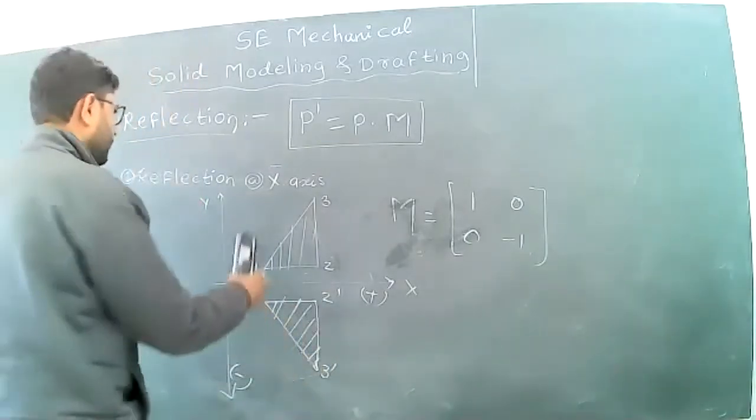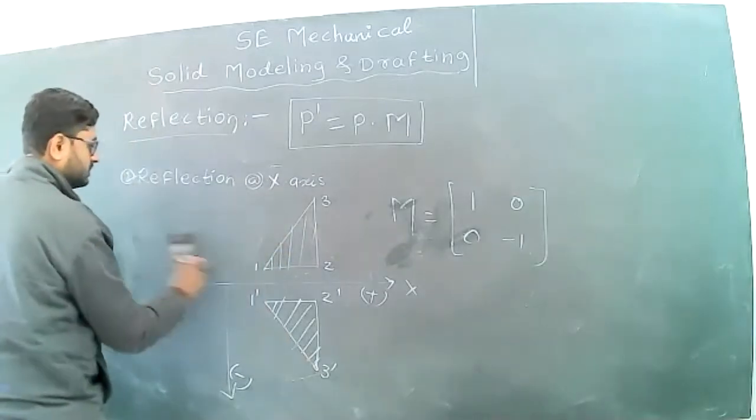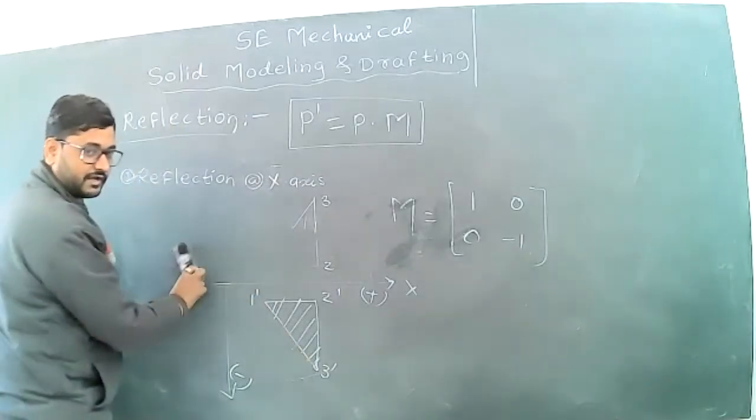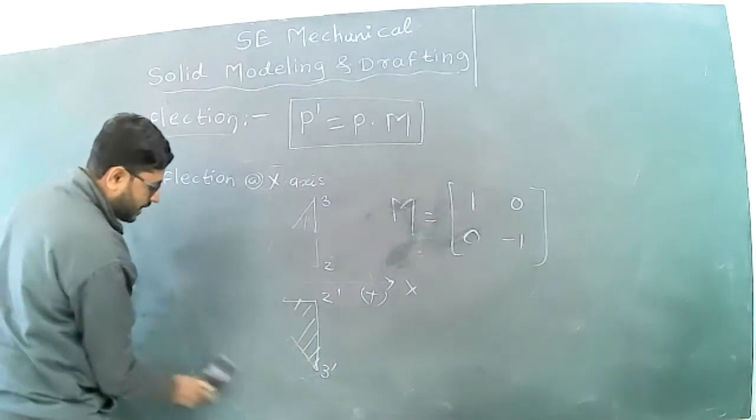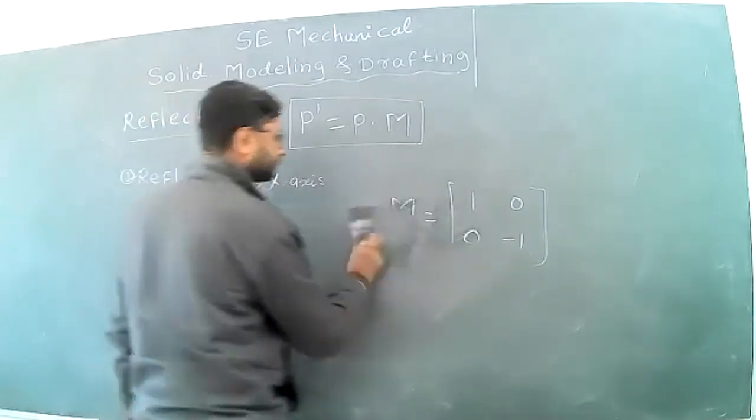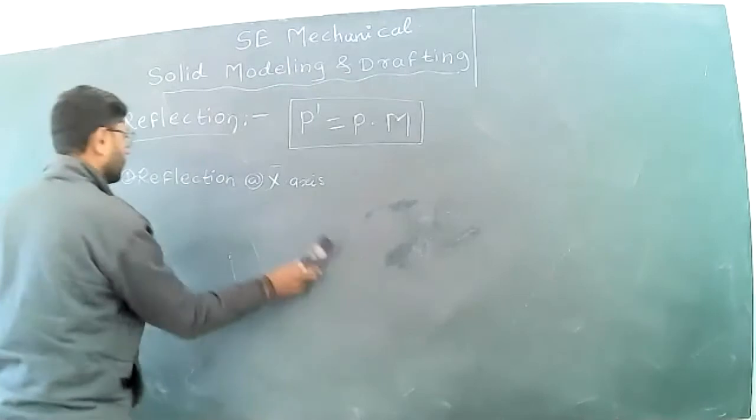Third condition of reflection is reflection about the line y is equal to x.